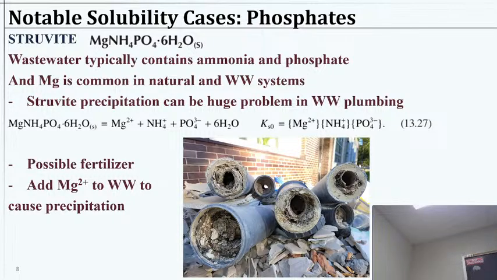So there's a possibility of adding magnesium to wastewater in a controlled fashion to promote struvite formation, which would actually strip the phosphate and a lot of the nitrogen out of your wastewater system, which would be really beneficial.